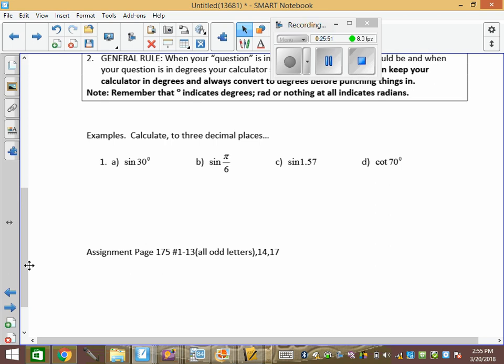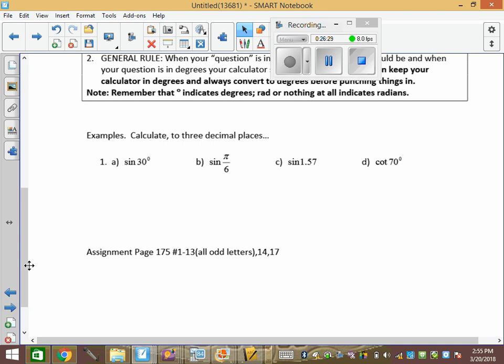Now, sine of pi over 6, how would we put it into our calculator? Yeah, but what does your calculator have to be in? Radian mode. So go mode radians, and then go sine pi over 6. Weird, you get 0.5. What is pi over 6 radians the same as in degrees? 30. A and B are the exact same. But if you put sine pi over 6 into your calculator in degree mode, it does not give you 0.5.